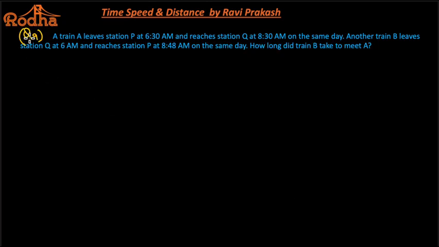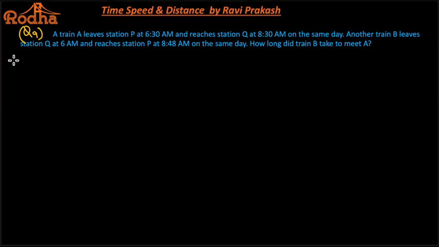Just pause this and try this question first, then only look at the solution. So look at this question, guys. It says that a train A leaves station P at 6:30 a.m. and reaches station Q at 8:30 a.m. on the same day. Another train B leaves station Q at 6 a.m. and reaches station P at 8:48 a.m. on the same day. How long did train B take to meet A?